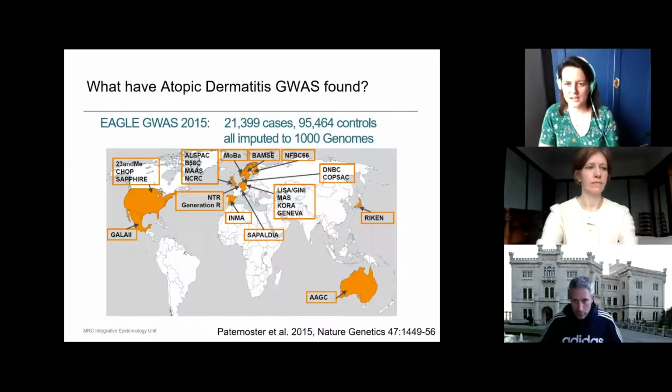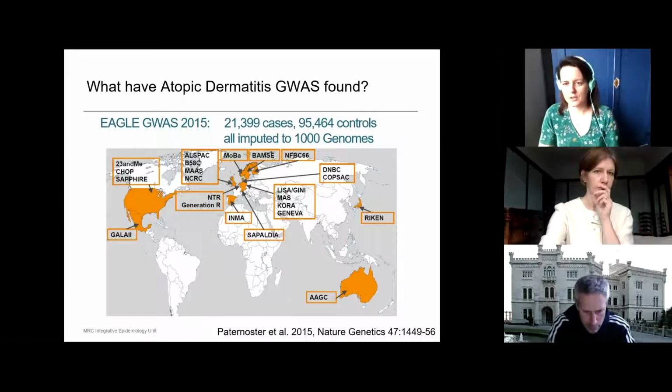that have all imputed their genetic data to a common reference. So this 1000 Genomes is a reference panel that enables us to ensure that every study is examining the same set of variants.